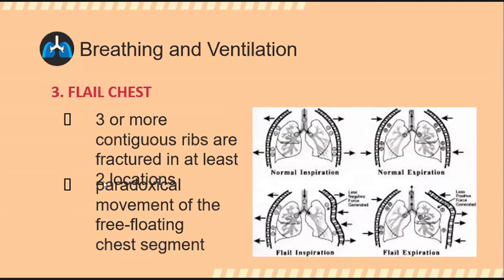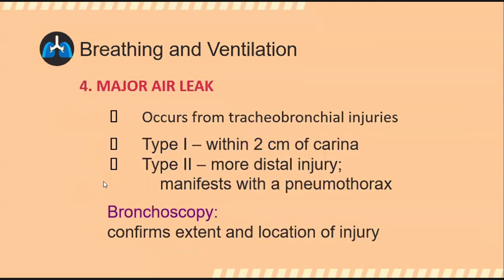So yung flail chest, yung paradoxical breathing, yung three or more contiguous ribs are fractured at least two locations. So yun na yung sabi ko, yung example ko, fractured yung second, third, and fourth rib, so contiguous ribs at multiple points. So sa second, multiple areas ng second rib may fracture.